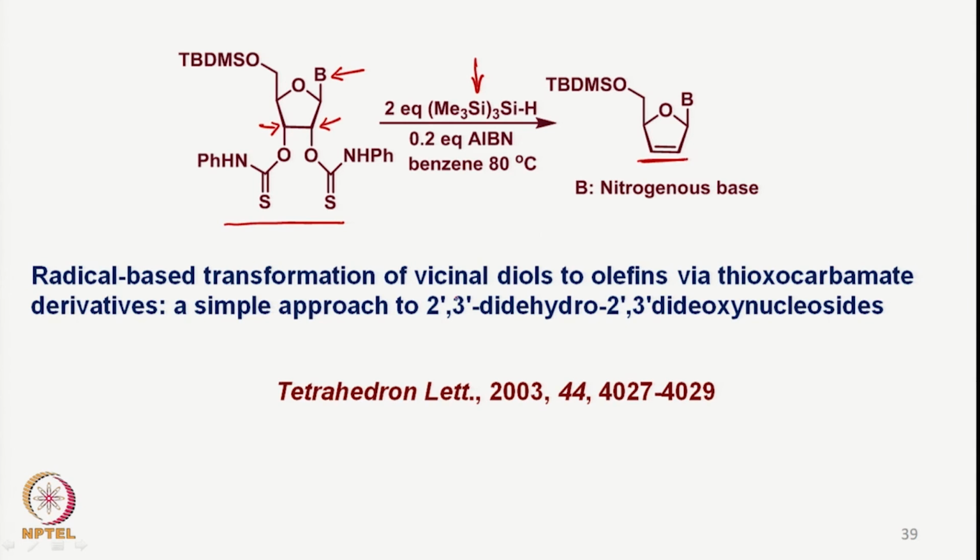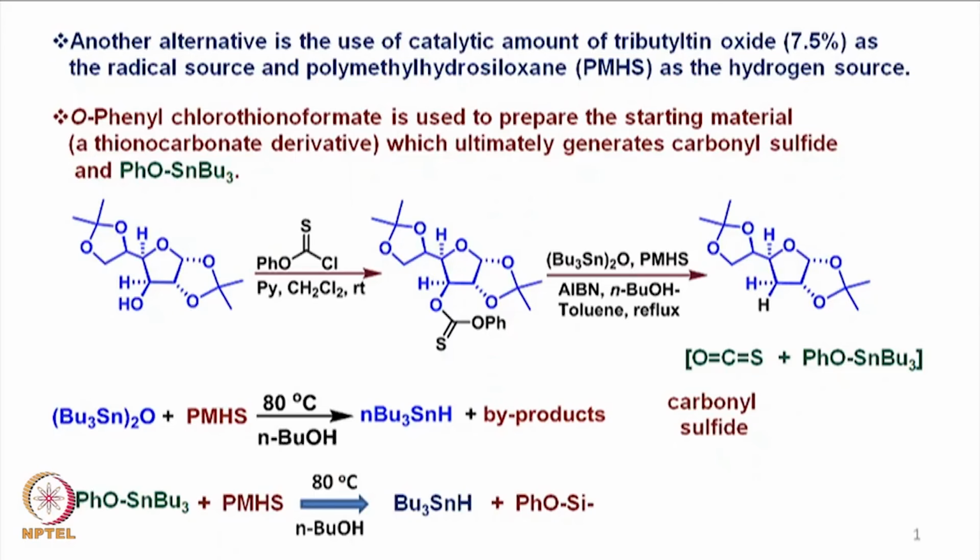So this is a radical based transformation of vicinal diols to olefins. This can come from the corresponding diol via a thioxocarbamate derivative, and that leads to the formation of this. So you can start with the corresponding sugar based molecule and carry out the reaction, which has been published in 2003.